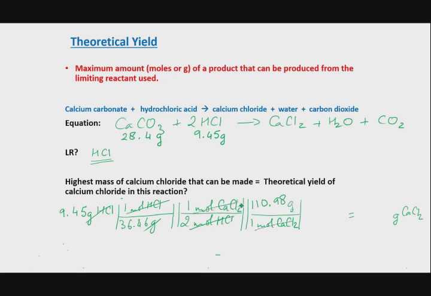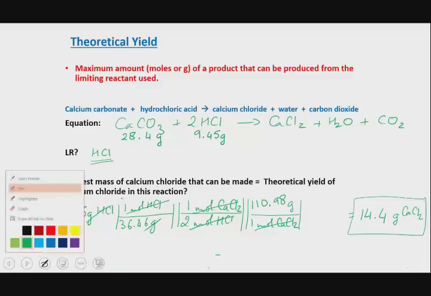When you calculate this and you round your answer to 3 significant figures, we get 14.4 grams of calcium chloride. Basically, the maximum grams of calcium chloride that is possible given these amounts of the reactants in this reaction is 14.4 grams of CaCl2. That is the max we can get.